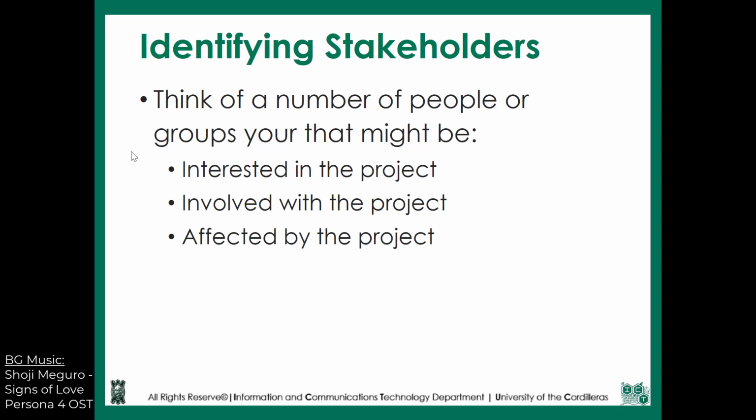So when you're identifying stakeholders, you have to think inside and outside of the box. As stated, there are 3 descriptions on how you can identify stakeholders. These are the people or groups that might be, number 1, interested in your project. This can be interested in terms of being involved or affected. More specifically, they can be involved with the project, so they have a direct contribution to the creation of the project and its deliverables. And the last one is affected by the project.